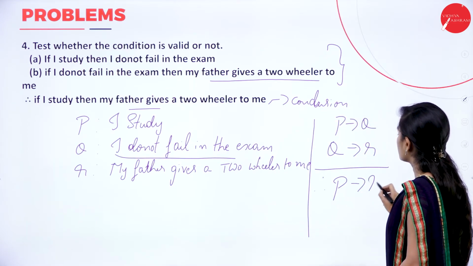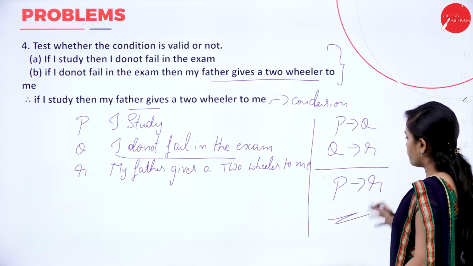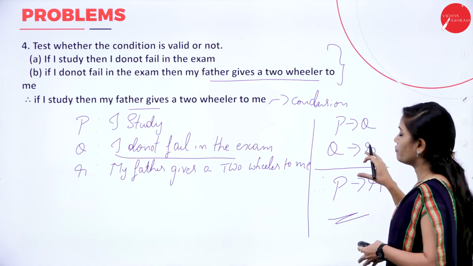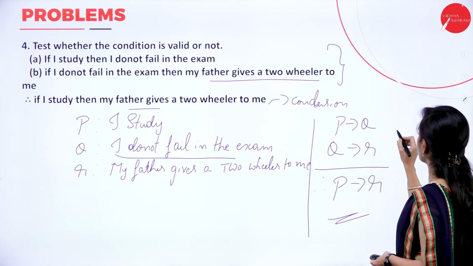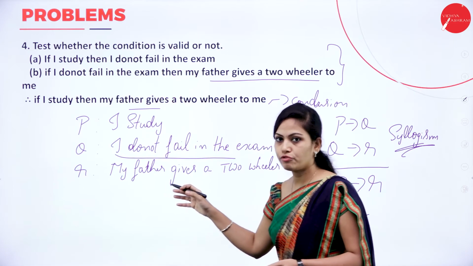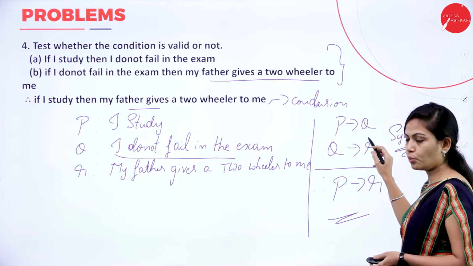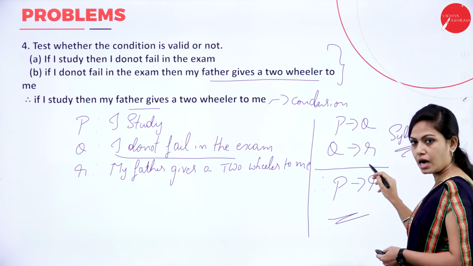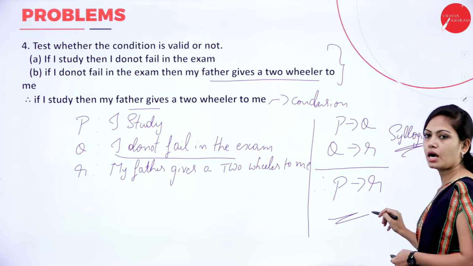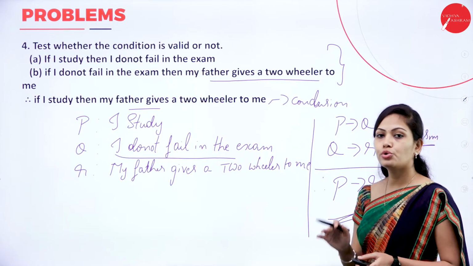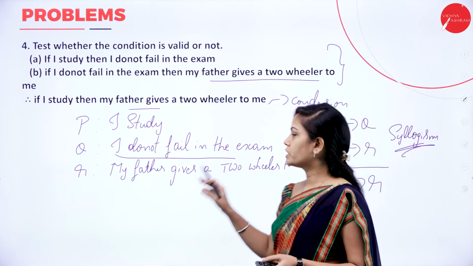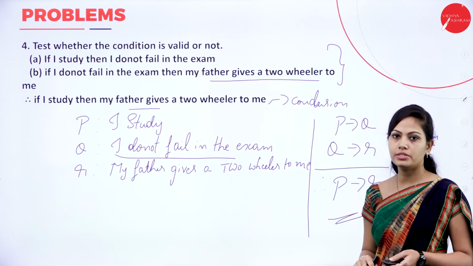So the statement is R. This is a valid statement because here we are applying the rule called syllogism. The tabular form of this rule states that if P implies Q and Q implies R, therefore P implies R. This statement is called the rule of syllogism. So it is a valid statement.